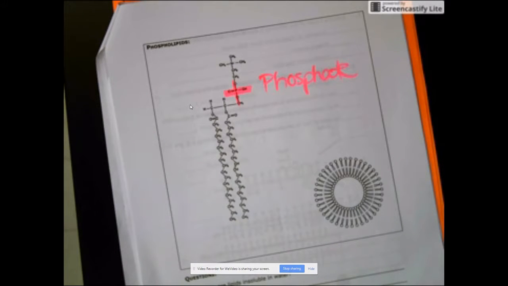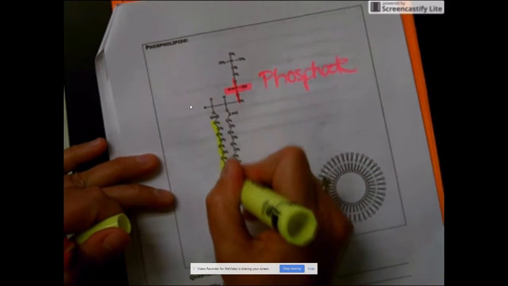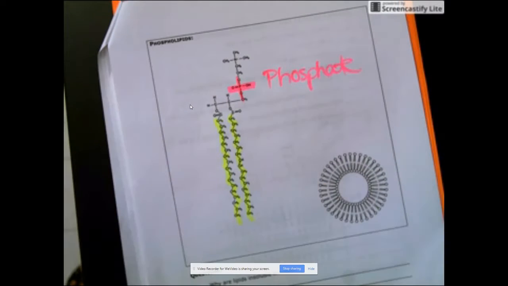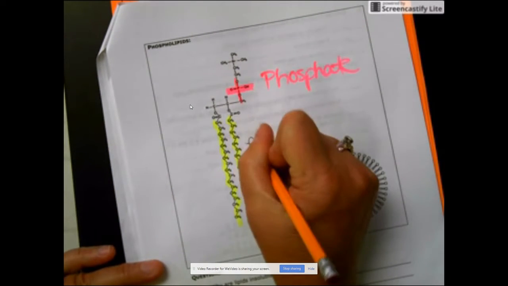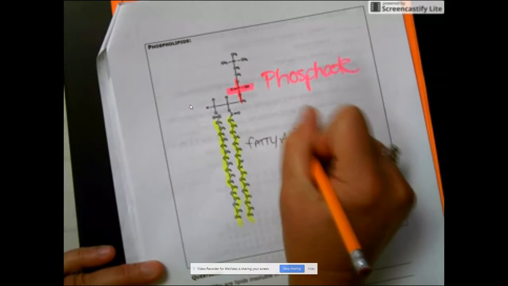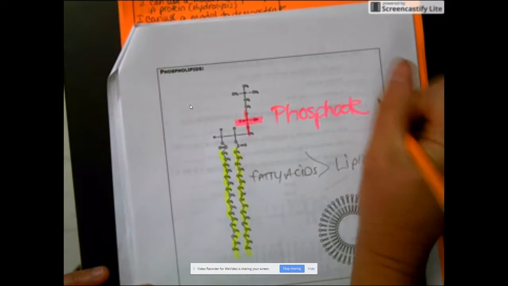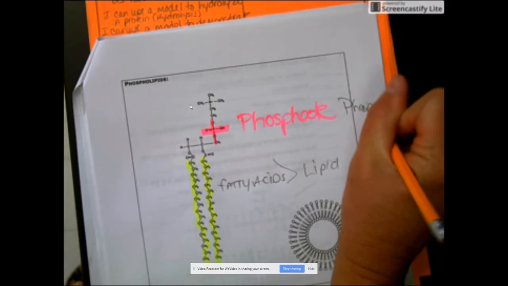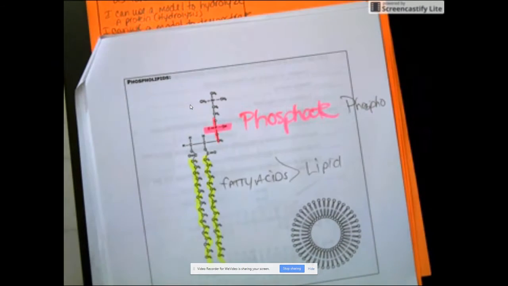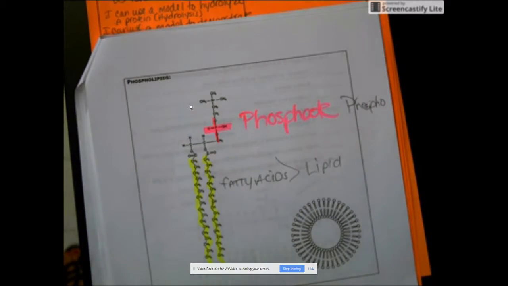The long chains, let's do the fatty acid chains in yellow, highlight in yellow. And this is your fatty acid, that's your lipid part, and the phosphate is your phospho part. What's interesting about this is it has two properties. It has a polar region and a non-polar region. So take a second and circle the polar region and put a box around the tail region.